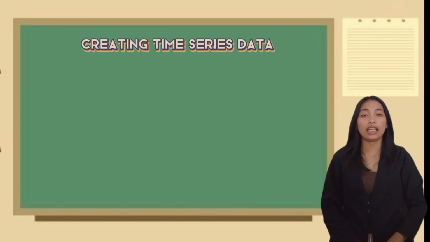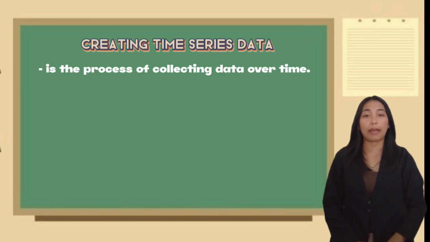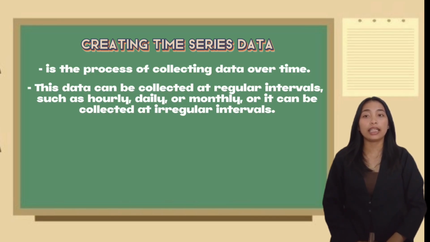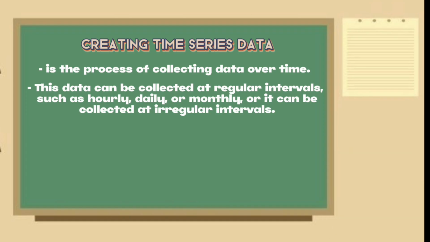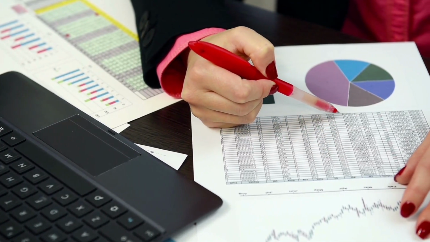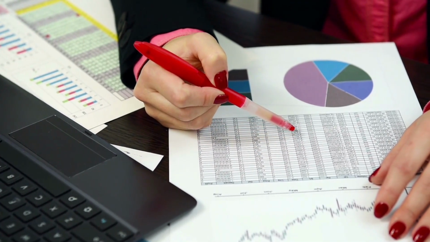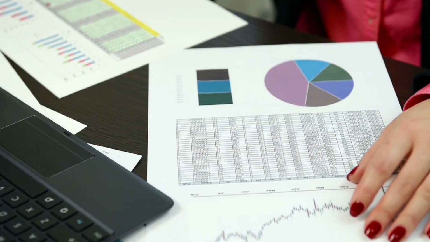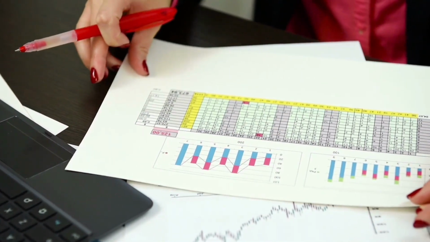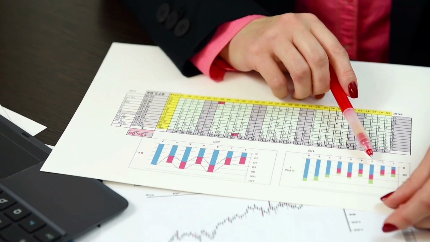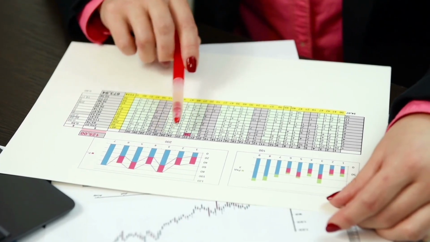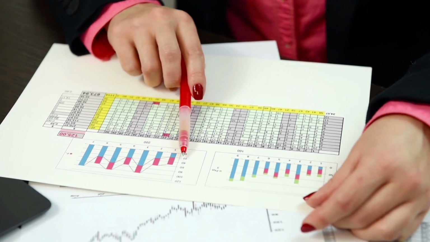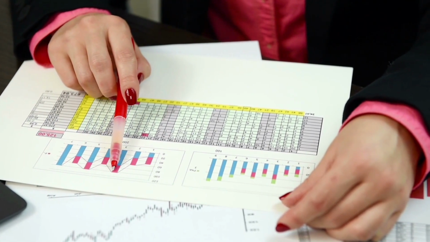Creating time series data is the process of collecting data over time. This data can be collected at regular intervals such as hourly, daily, or monthly, or it can be collected at irregular intervals. Time series data is fundamentally a sequence of data points, each associated with a specific timestamp, that are ordered chronologically. This ordered arrangement is critical, as the temporal sequence itself carries significant information, whether measured at regular intervals like hourly temperature recordings or irregular ones, such as website user activity.